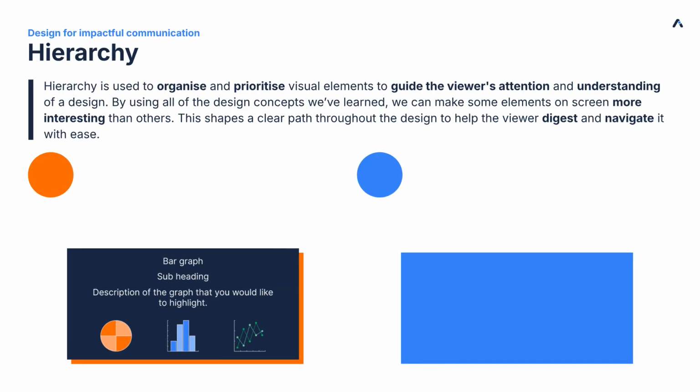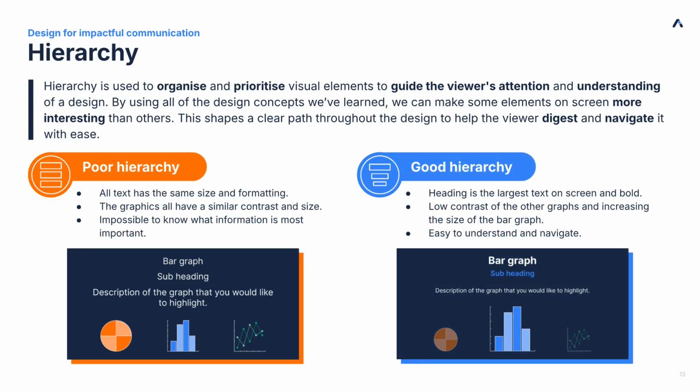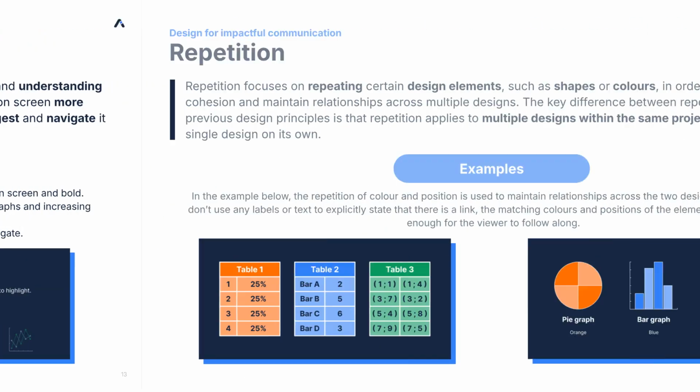Hierarchy is used to organize and prioritize visual elements, guiding the viewer's attention and understanding. It makes some elements more interesting than others, helping the viewer digest and navigate the design easily.